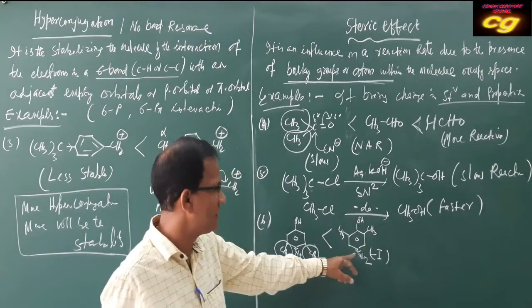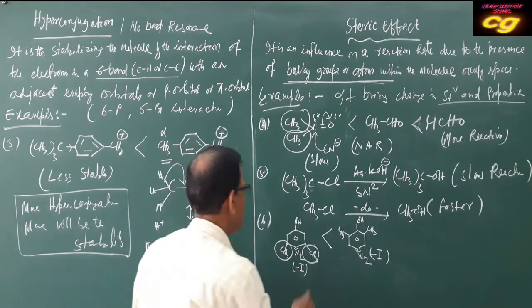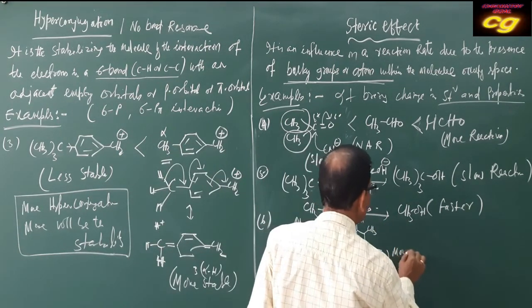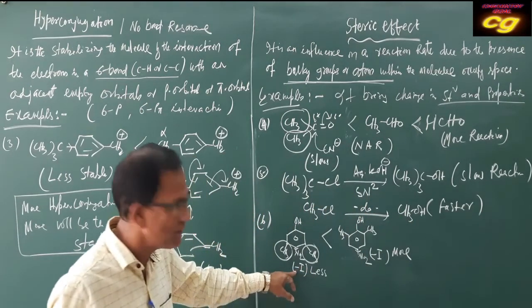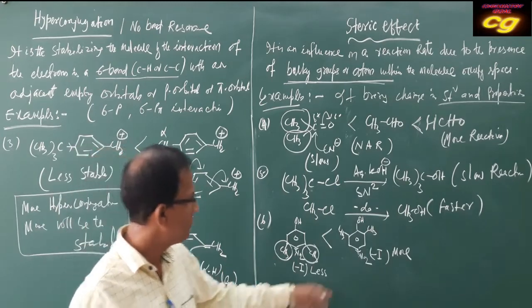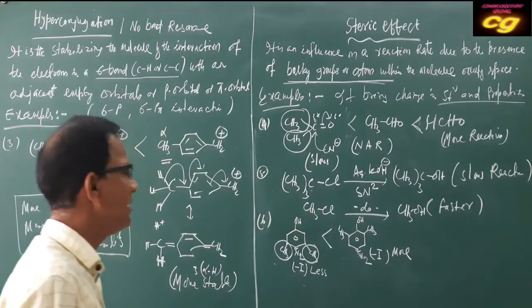Here the minus I effect is more. Here, with the same group, the minus I effect is less. Why is the minus I effect less here? Due to the two bulkier groups attached to the nitro group. Here the minus I effect is more because it is free. So this is an important application.